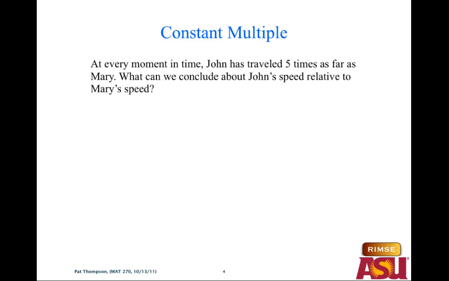Constant multiple. So let's think about the premise of a constant multiple. If at every moment in time John has traveled 5 times as far as Mary, what can we conclude about John's speed relative to Mary's speed? So now we're thinking about distance as our amount and speed as our rate of change. If his distance is always 5 times as far as Mary's distance, then what about his rate of change, his speed compared to Mary's rate of change? Very logical. 5 times as much.